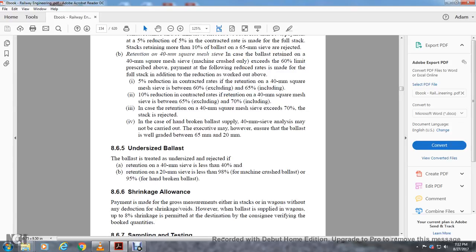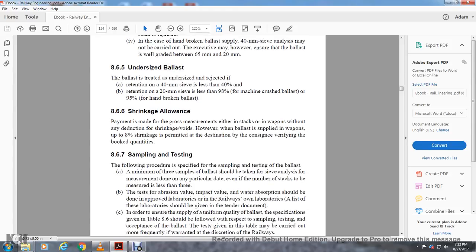8.6.5 Undersized ballast. The ballast will be treated as undersized and rejected if the retention on the 40 millimeter sieve is less than 40%, and the retention on the 20 millimeter sieve is less than 98% for machine crushed ballast and 95% for hand-broken ballast.